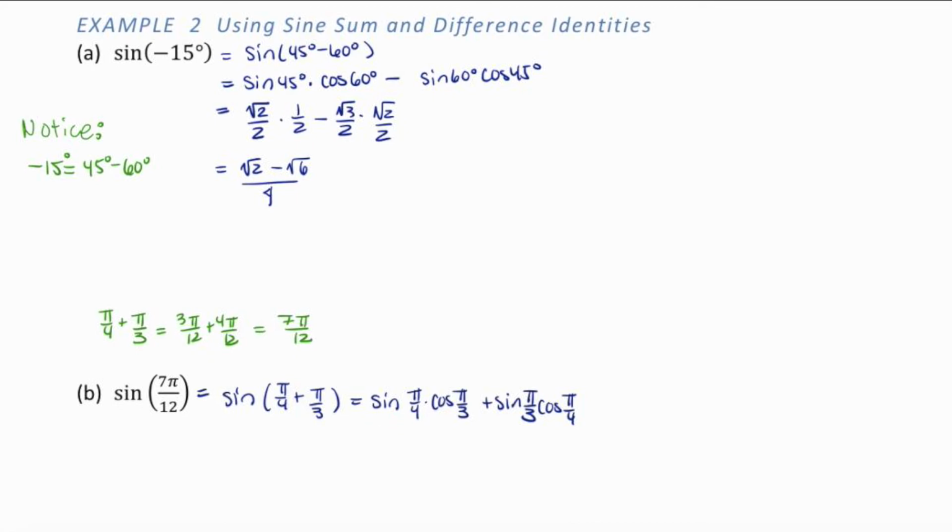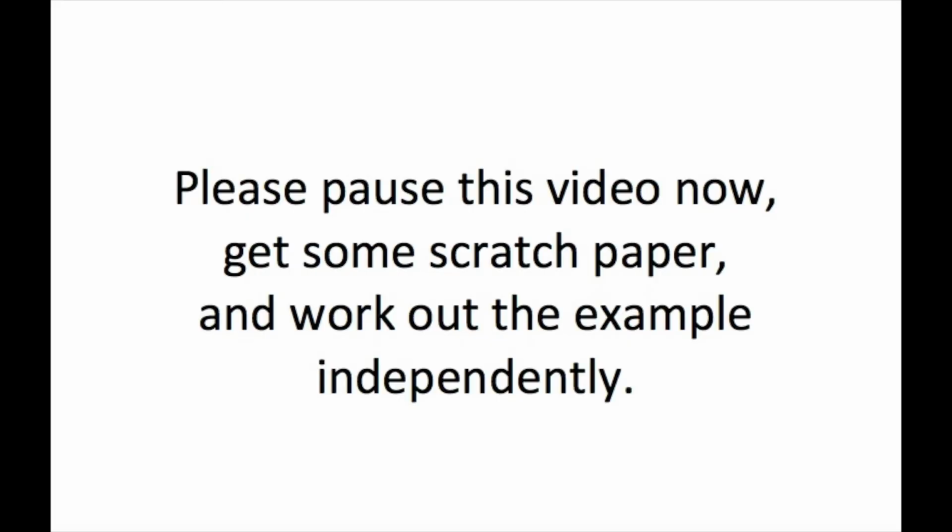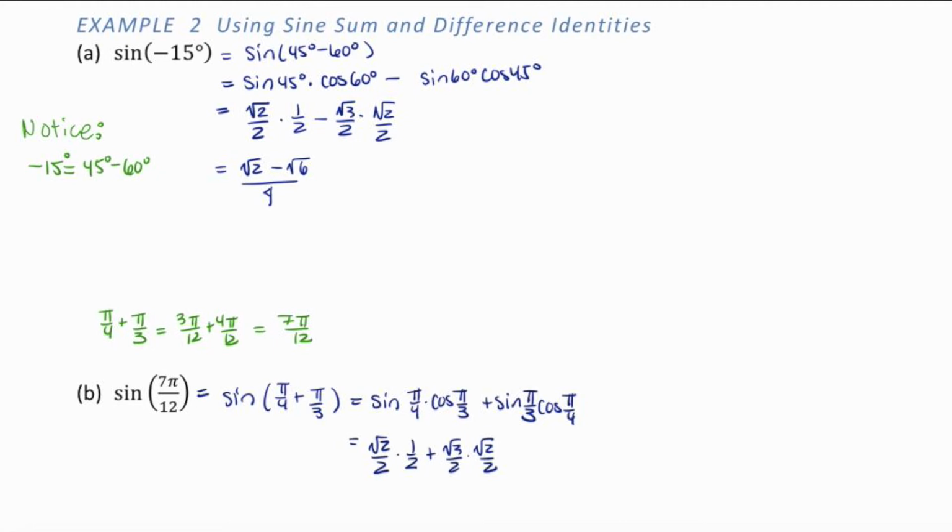So this equals sine of pi over 4 times cosine of pi over 3 plus sine of pi over 3 cosine of pi over 4. Next, you should have these unit circle angles memorized, so pause your video and test yourself. Make certain you know what these angles are. You should have root 2 over 2 times 1/2, since sine of pi over 4 is root 2 over 2, cosine of pi over 3 is 1/2, sine of pi over 3 is root 3 over 2, and cosine of pi over 4 is root 2 over 2. And you end up with root 2 over 4 plus root 6 over 4.